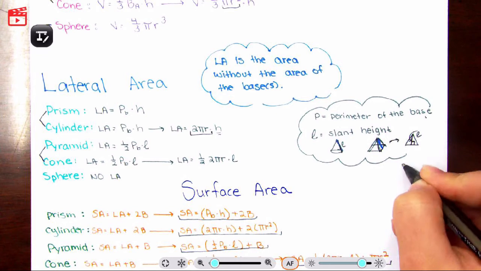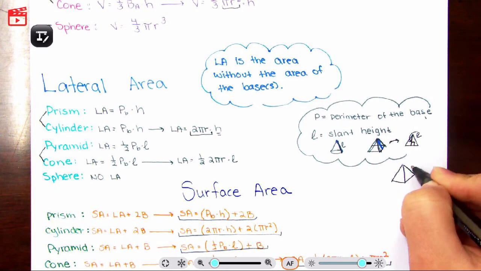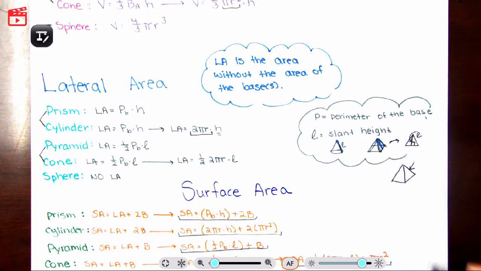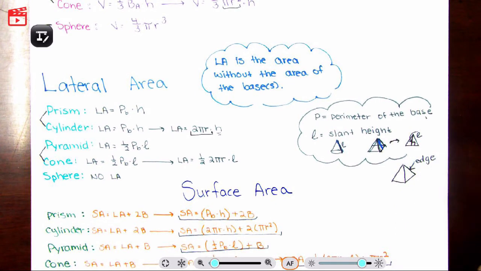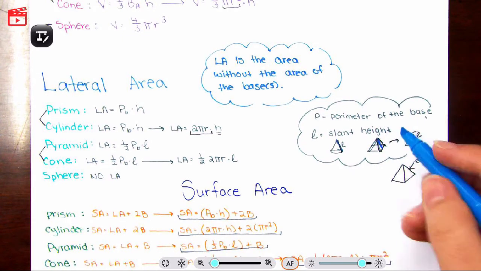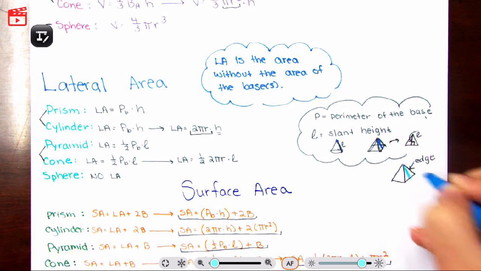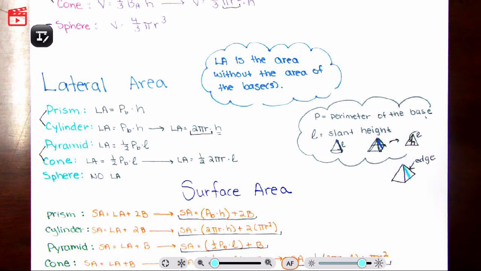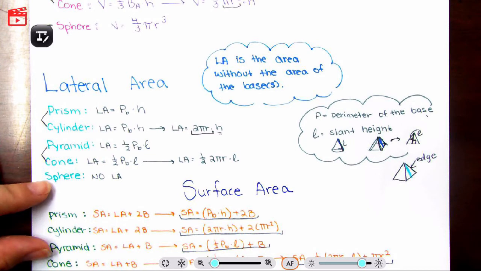Again, for a pyramid, whenever you have something like this and they give you this measurement here, this is your edge, not your slant height. So your edge is your edge, and your slant height is from the vertex to the center of one of the sides of the base. All right, sphere, once again, no lateral area.